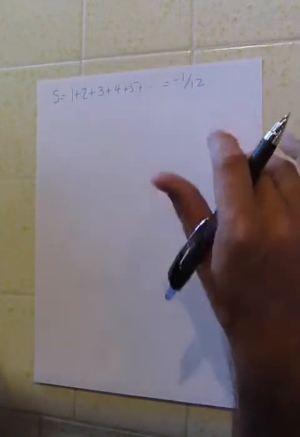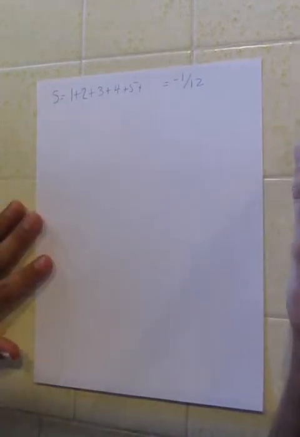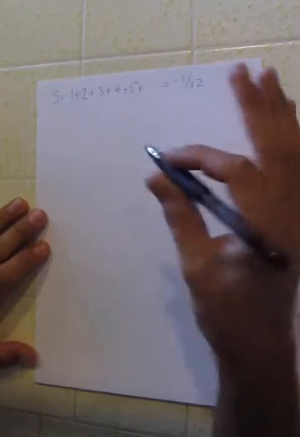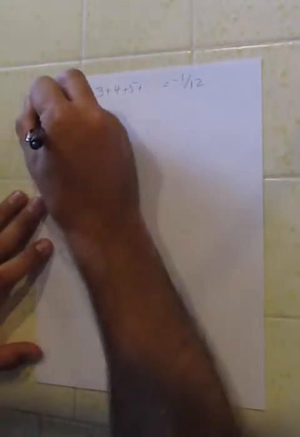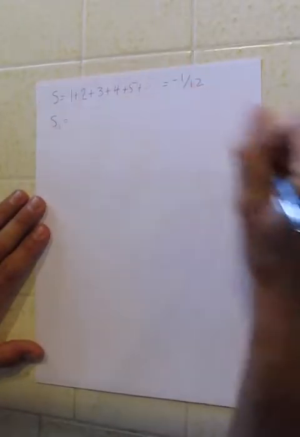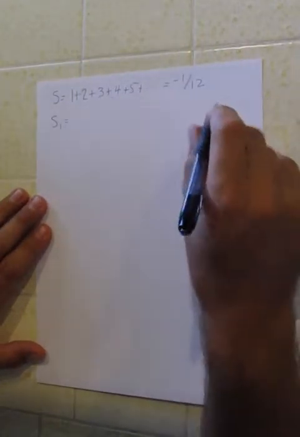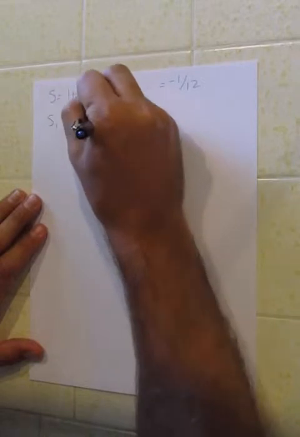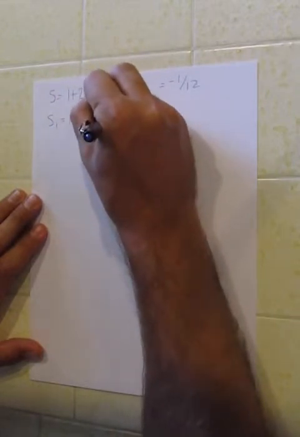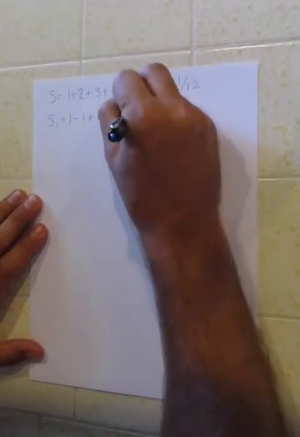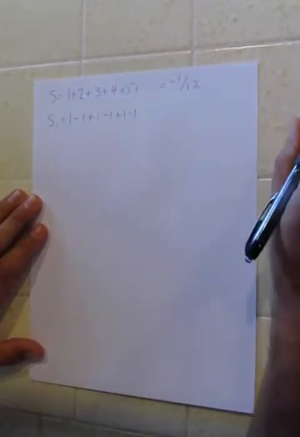But the first thing that we need to look at is a series that was discovered before Euler, which is called Grandi's series, and it was discovered in the early 1700s. And we're going to label this S1. S1 is going to be the series of 1 minus 1 plus 1 minus 1 plus 1 minus 1 forever and ever and ever.